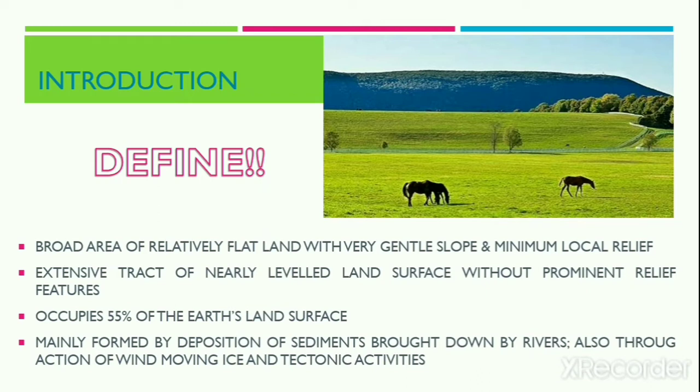The plains are the lowlands of the earth's surface, which may be very flat or moderately rolling or even hilly. They are formed both by the internal forces of the earth as well as the external forces of aggradation and degradation. Plains occupy almost 55% of the earth's land surface. Most of the plains have been formed by the deposition of sediments brought down by the rivers. Besides, some of the plains have also been formed by the action of wind or by the endogenic process.